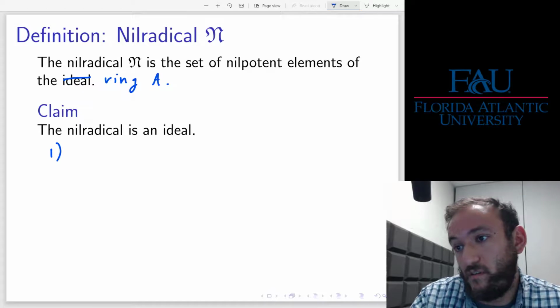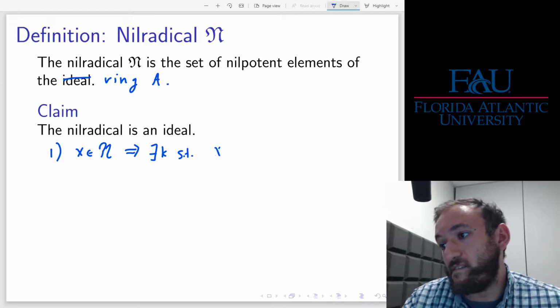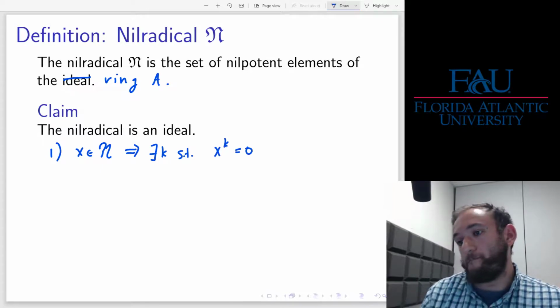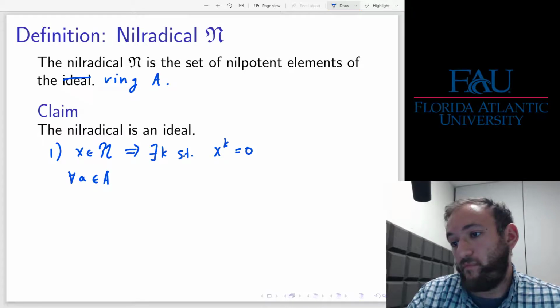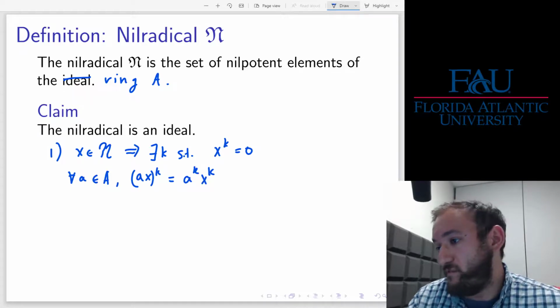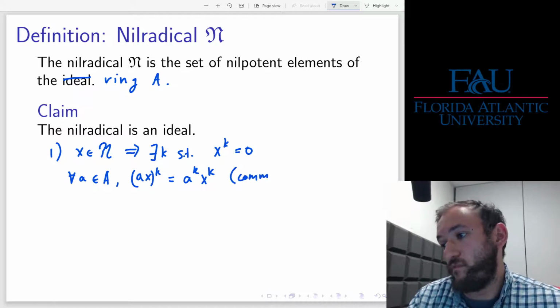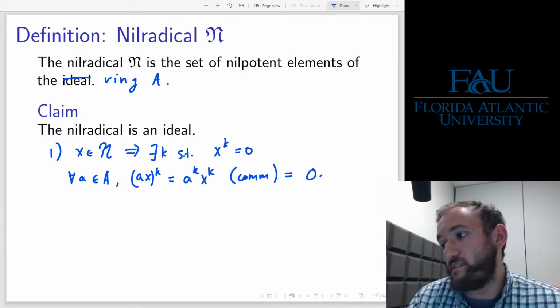So first, suppose X is in N. That means that there exists a K such that X to the K equals 0. But then if you take any A in the ring, AX to the K is A to the K X to the K, since our rings are all commutative. And that's going to be equal to 0, because X to the K, as we've already said, is 0.